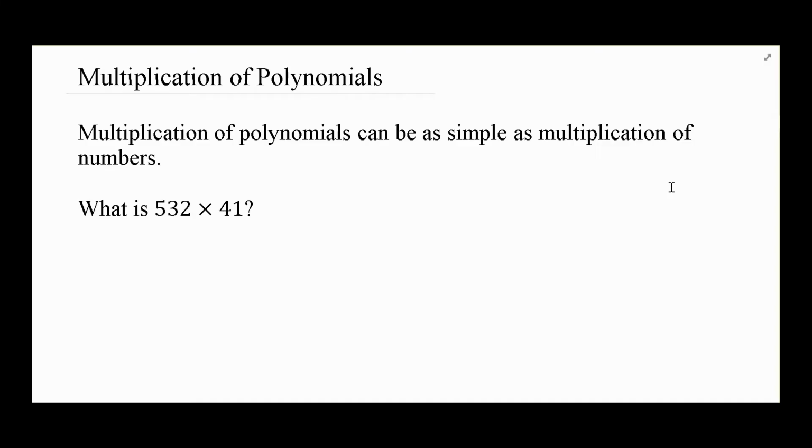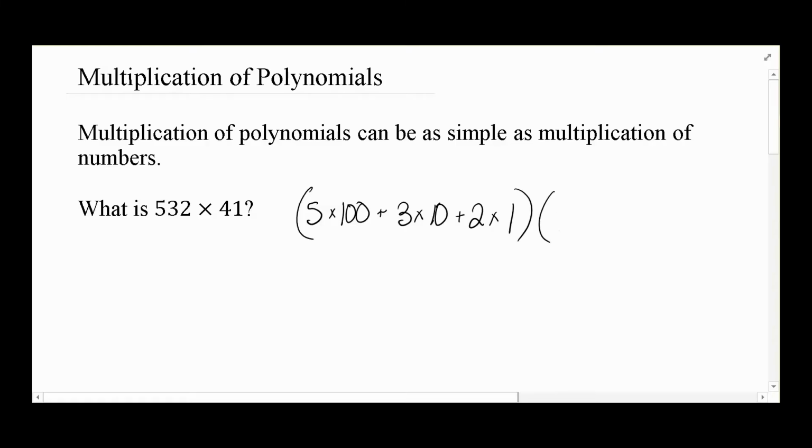Let's talk about 532. When I talk about the number 532, I'm saying that I have 5 hundreds. I also have 3 tens. That's what the 30 means. So I have 3 tens, and I have 2 ones. So that's what 532 means. And then I'm multiplying by this 41 number. Well, 41 is 4 tens and 1 one.